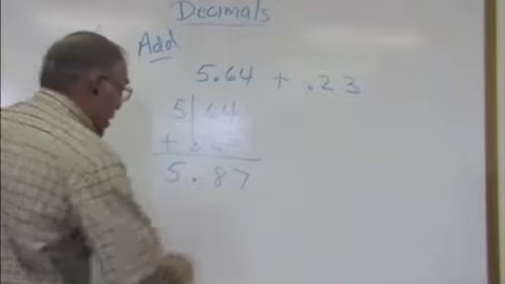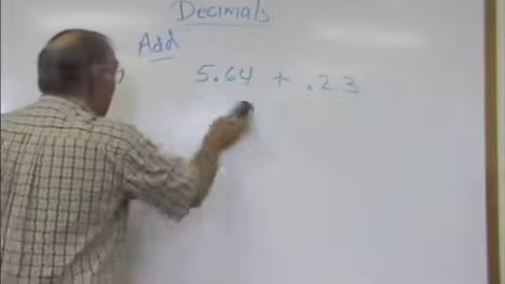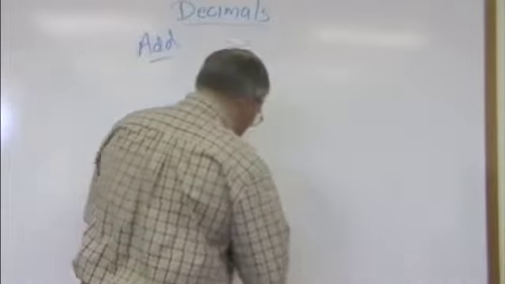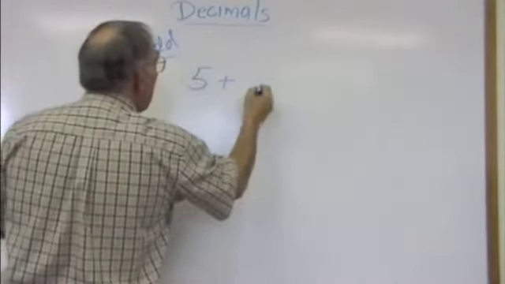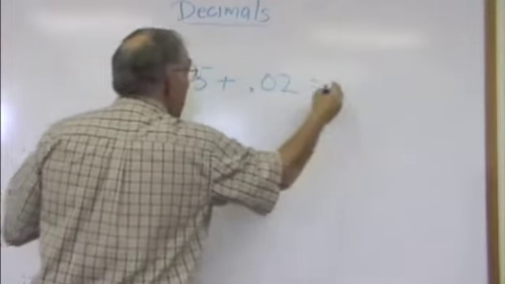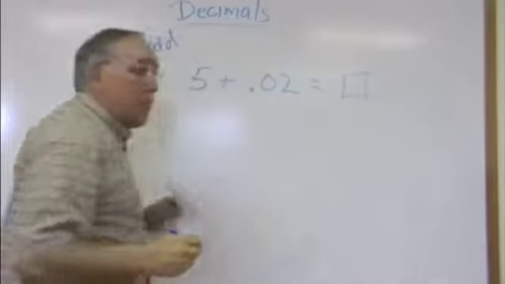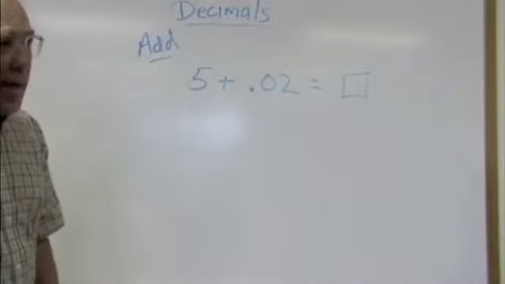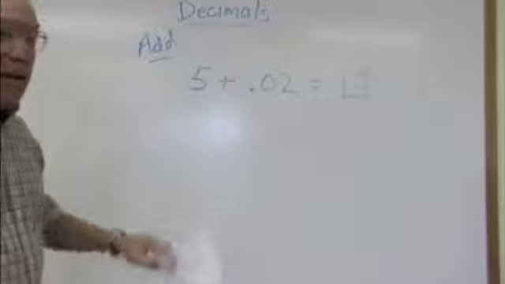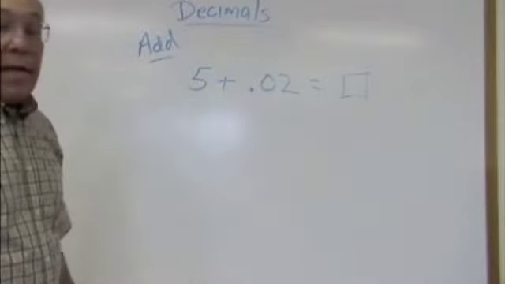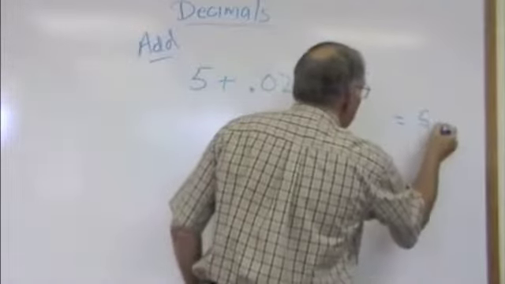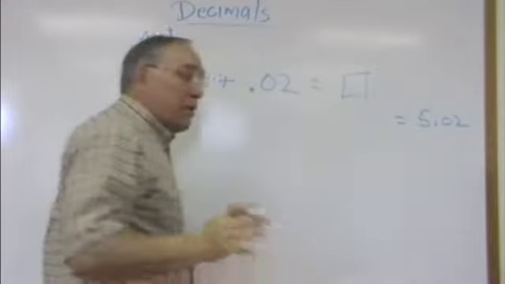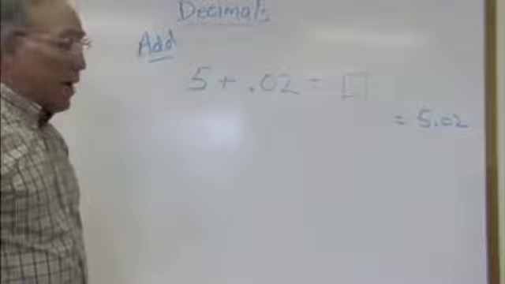Sometimes they're going to give you a problem like this to see how clever you are. What if they give you a problem like this? 5 plus 0.02 is what? Well, again, your common sense can tell you, if that's $5 and that's 2 cents, the answer is $5.02. But we're trying to do it the proper way here.